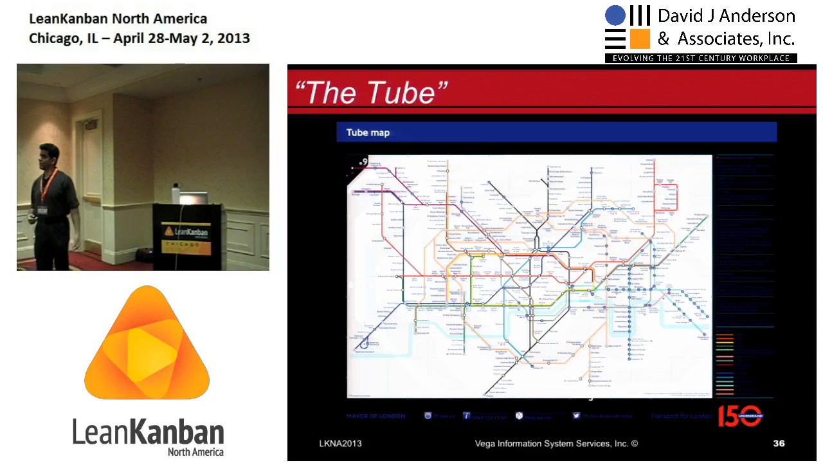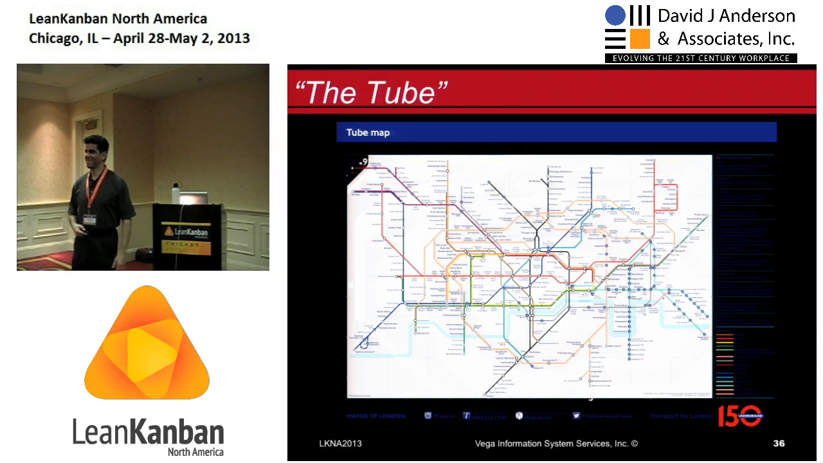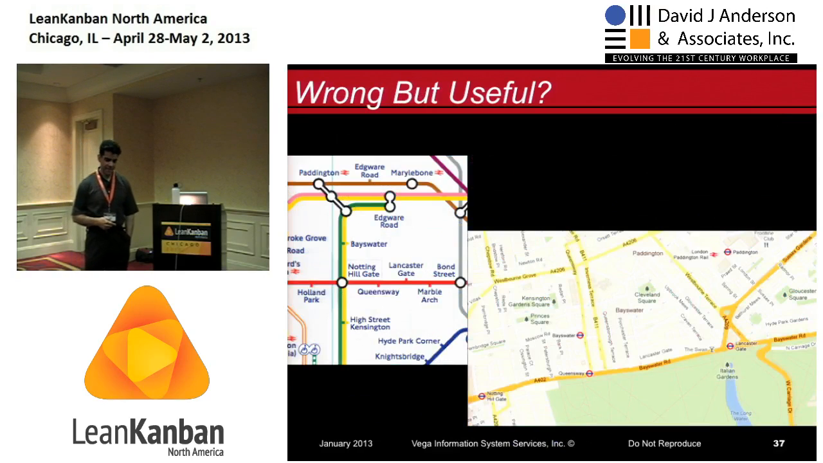But it's also wrong. It's wrong in the sense that the tube doesn't exist like this underground in London, okay? But it's obviously created this way because it's more useful to look at it this way, all right? So let's walk through an example of how something can be wrong and yet useful, and the problem you get into if you don't remember you're using a model.